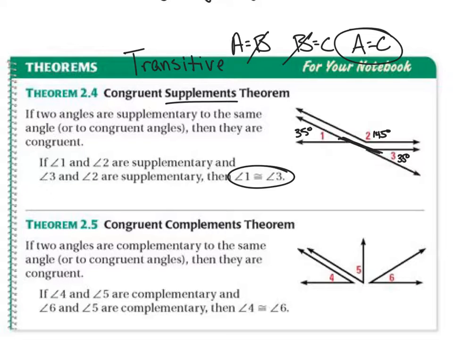And the same goes for complements, except instead of 180 degrees, now this is 90 degrees. So if 4 is complementary to 5 and 5 to 6, then 4 and 6 should be congruent to each other. Okay? So let's put those into use.